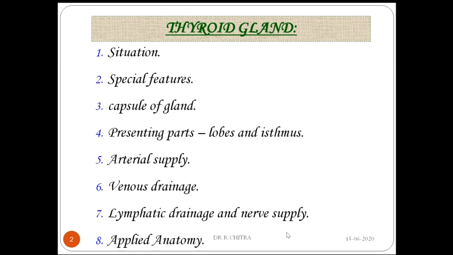So in this class we will see under the following headings: situation, special features, capsule of the gland, presenting parts, lobes and isthmus, arterial supply, venous drainage, lymphatic drainage and nerve supply, and lastly will be the applied anatomy.